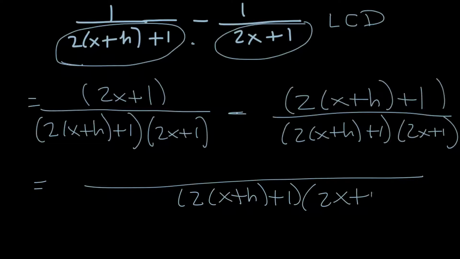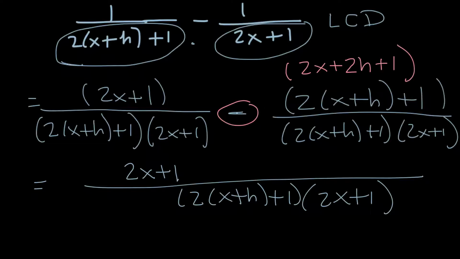So there's our denominator, and let's do some simplifying in the numerator. Here we just get 2x plus 1, and here we get minus. Well, let's put in here what we get when we expand. We get, using the distributive law, 2x plus 2h plus 1, and of course now we have to multiply that by the minus, and so we get 2x plus 1 minus 2x minus 2h minus 1.